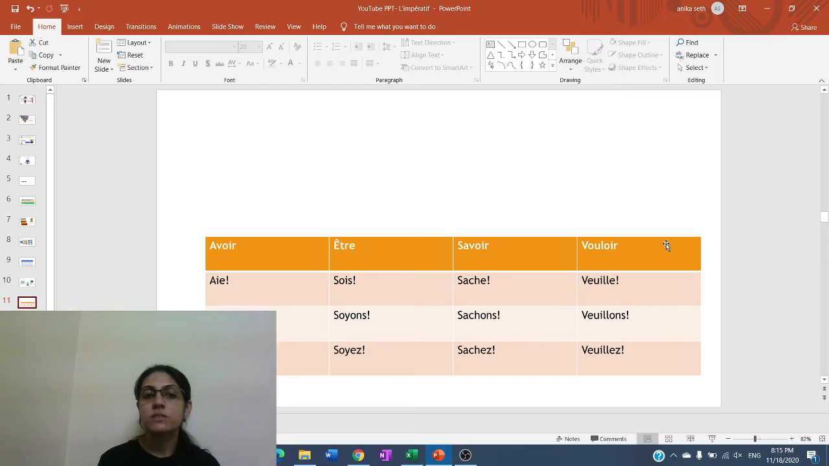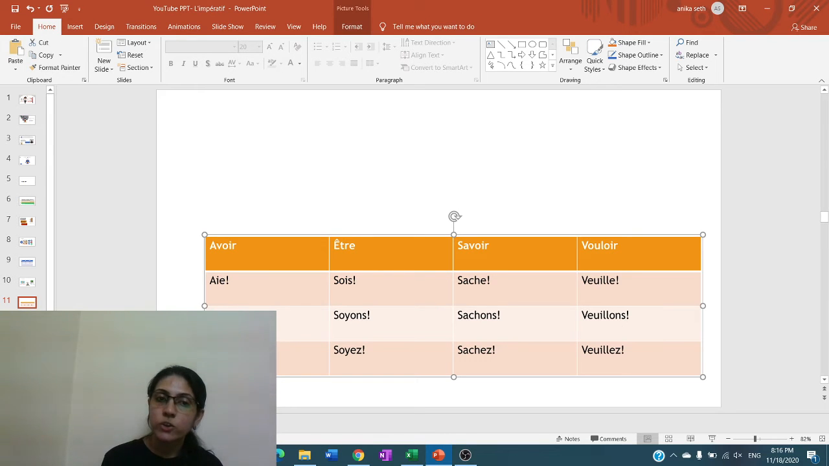So first of all, verb avoir. With verb avoir, the conjugation is aie, ayons, ayez. With tu, it is aie, nous ayons, vous ayez. So we are not including the subject pronouns. We have put the exclamation mark, but the conjugation of the verb is not the same as the present tense conjugation. So this is aie, ayons, ayez.